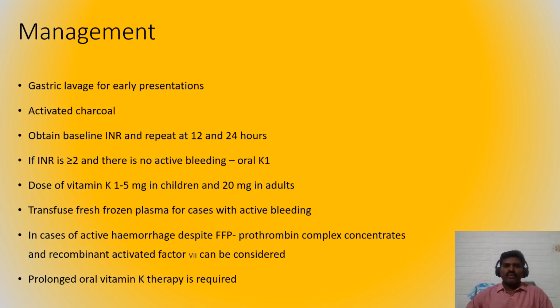Even if with vitamin K the patient is not improving and continues to have bleeding, transfuse fresh frozen plasma. In case of active hemorrhage despite fresh frozen plasma, prothrombin complex concentrates and recombinant activated factor 8 can be considered. Prolonged oral vitamin K therapy is required as their half-life is 45 to 120 days.